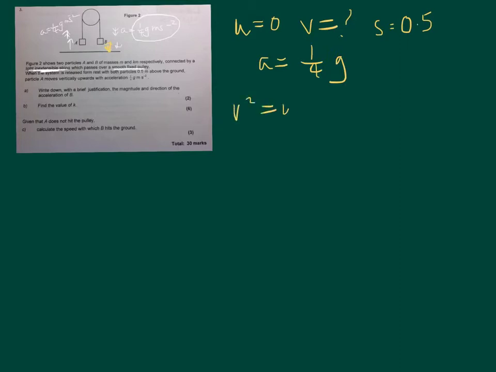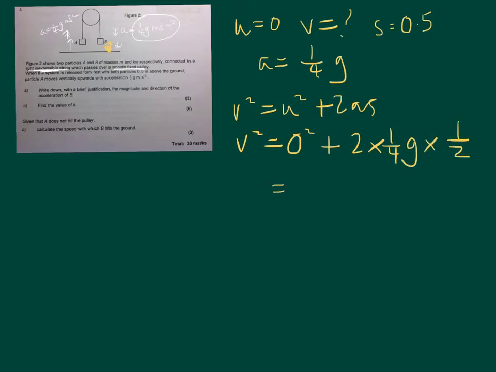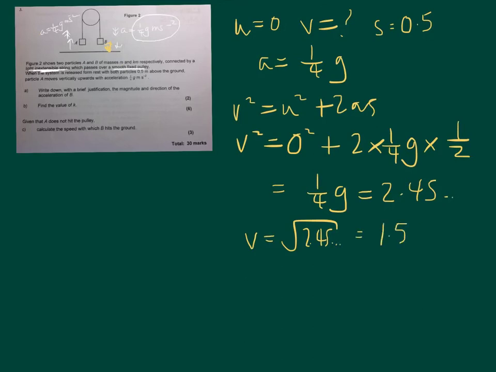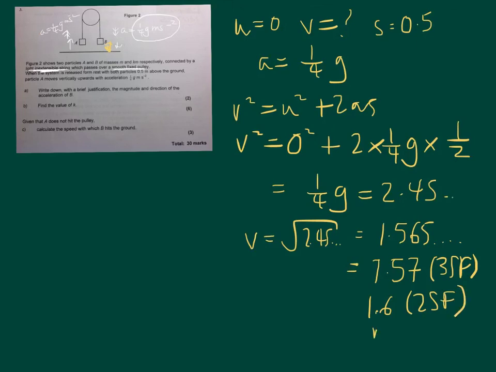So we use v squared equals u squared plus 2as. So v squared equals 0 squared plus 2 times a quarter g times a half, which is just a quarter g, which is 2.45, and then so v, we take the square root of 2.45, and we get 1.565, which is 1.57 to 3 sig figs, or 1.6 to 2 SF, and our units are ms to the minus 1.